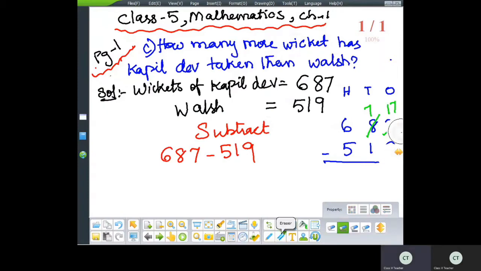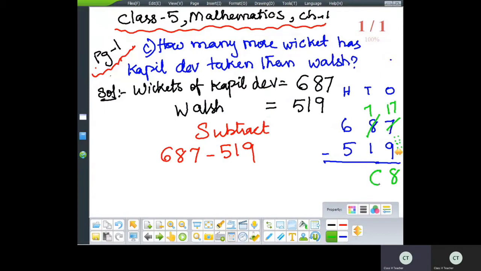So start counting from 9 and stop at 17. So 9 means how much, children? 10, 11, 12, 13, 14, 15, 16, 17. So how many dots are there? 8 dots are there. How many dots, children? 8 dots. So in the ones place, you have 8 as the answer.